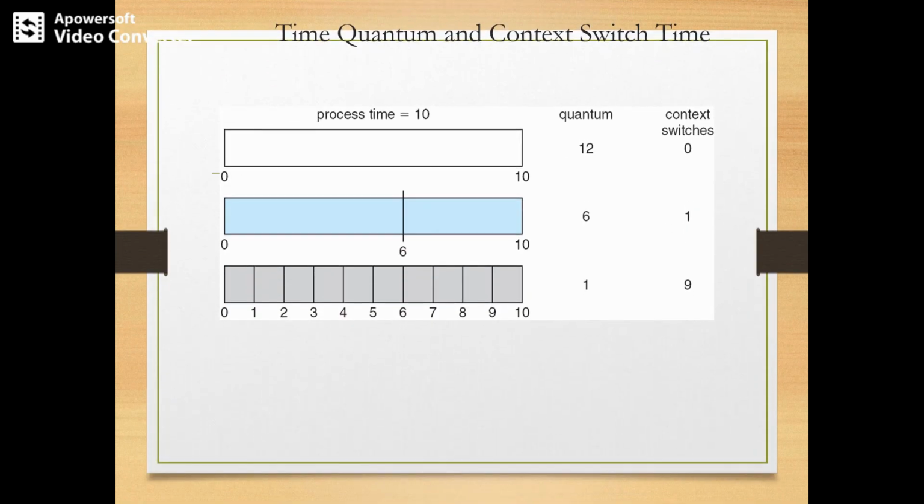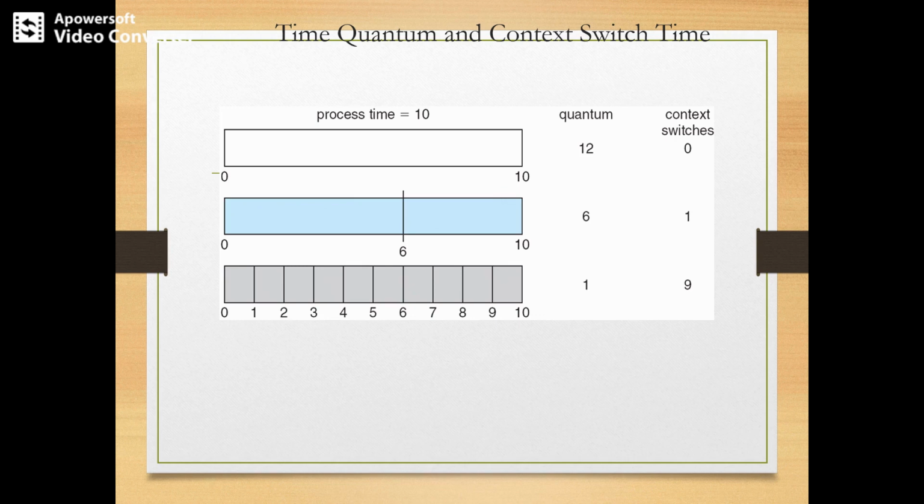Here you can see the process time is set to 10 milliseconds and the time quantum is 12. So there is no context switch because the entire process takes only 10 milliseconds to execute. It is less than the time quantum.